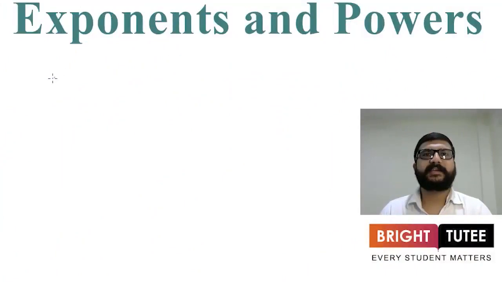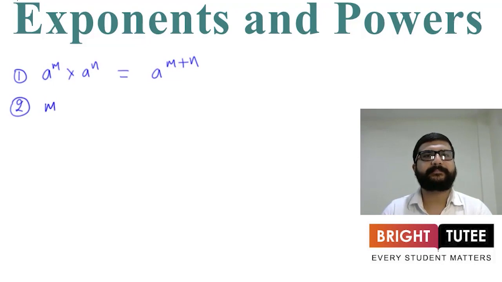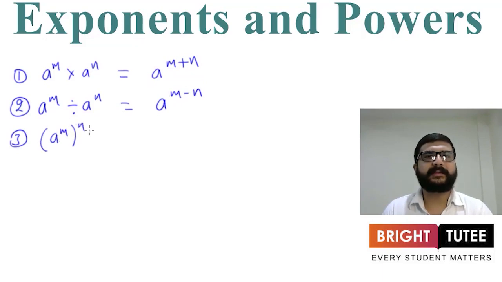Hello students, in the previous session we have seen laws of exponents. The first law was a to the power m multiplied with a to the power n is equal to a to the power m plus n. And then the second one was a to the power m divided by a to the power n is equal to a to the power m minus n. And then the third one was a to the power m whole to the power n. This was equal to a to the power mn.